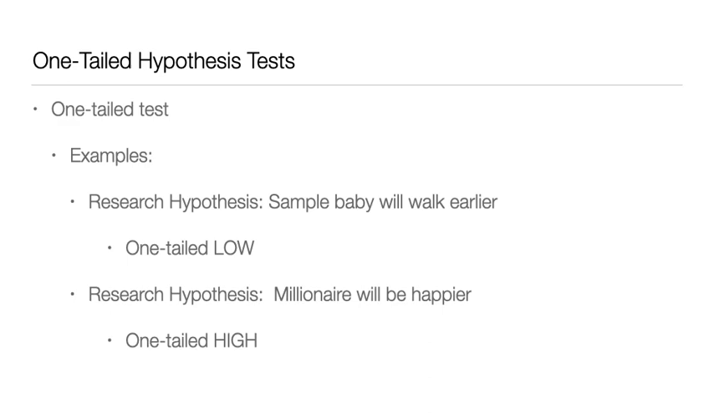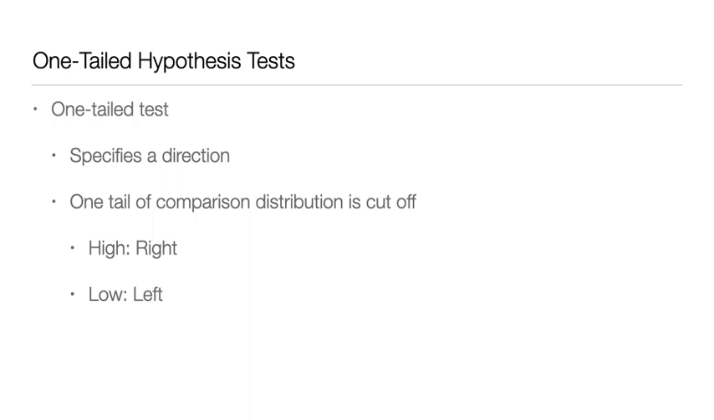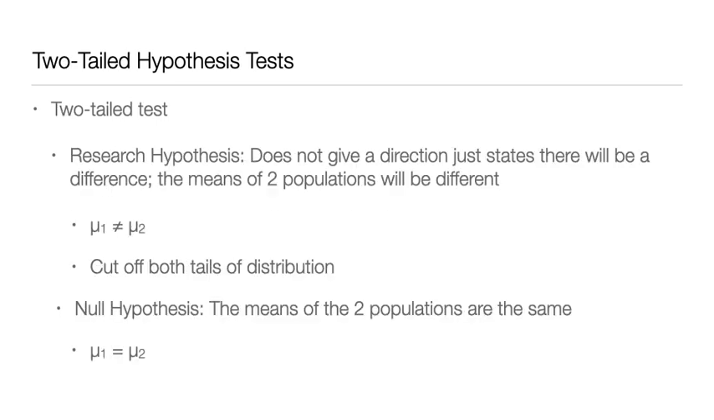our population 2. Research hypothesis: the millionaire will be happier, right? These were our examples from class. This would be a one-tailed high because we're thinking we're going to have more happiness, right? So we'll be looking at the top end of that. Again, those one-tailed tests are specifying a direction. We're either cutting off the information on the top side, the right side, the high side, thinking something's going to be more than. Or we could be cutting off that distribution on the low side, the left side, thinking that something's going to be less than.